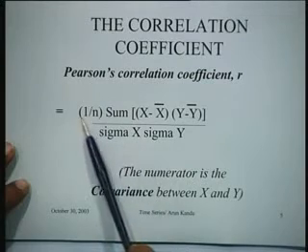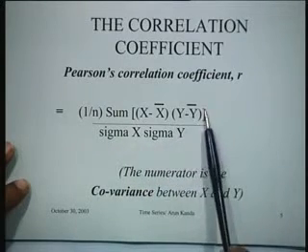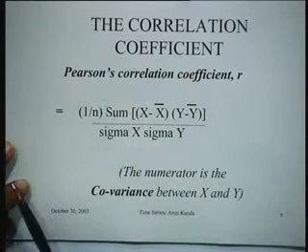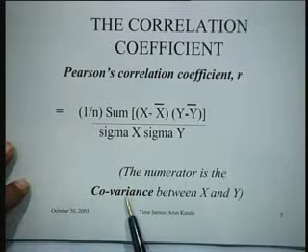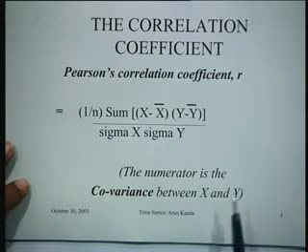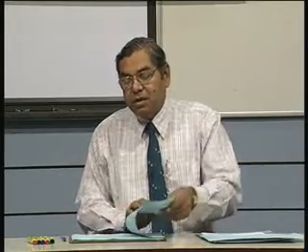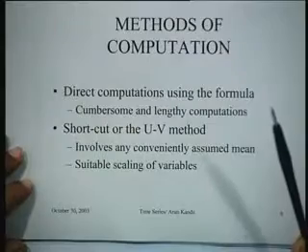And the numerator, which is this expression 1 by n sum of (x minus x bar) into (y minus y bar), is generally defined as the covariance between x and y. So covariance divided by sigma x and sigma y will actually give you the correlation coefficient, and this is how it is. There are various ways of computing the correlation coefficient between the two series.